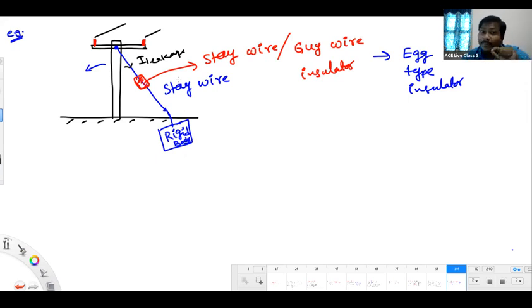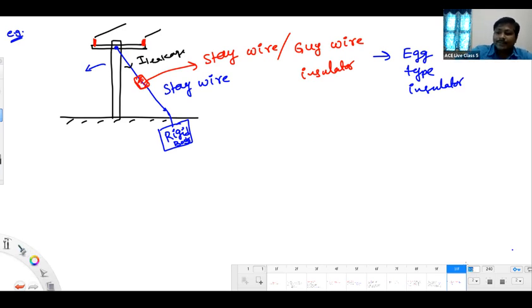The stay wire insulator's purpose is to reduce the leakage current. The stay wire's purpose is to stay the pole. Following all of you, right? So let's see next.